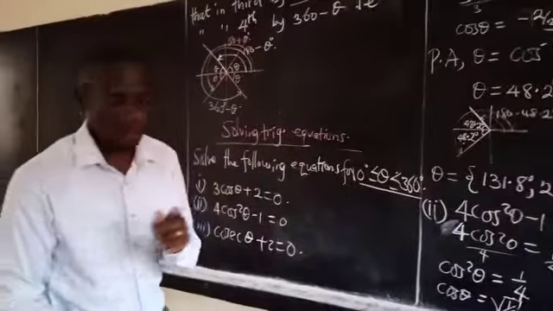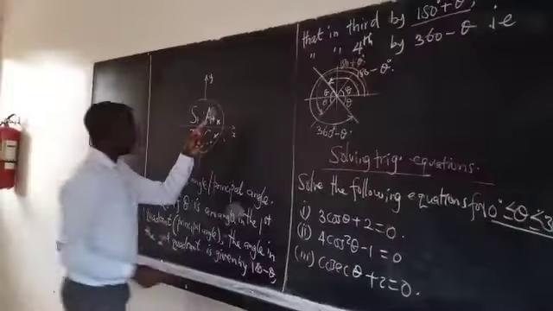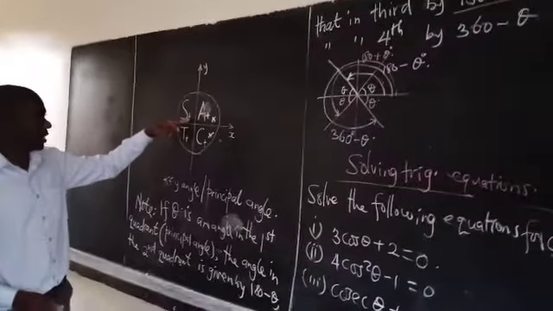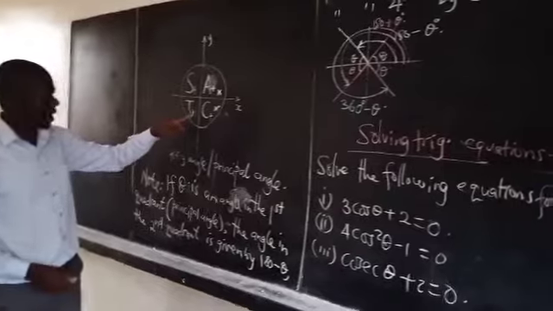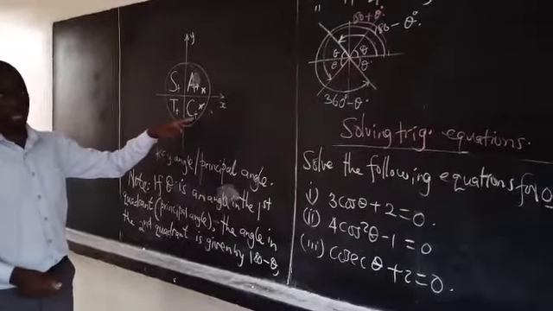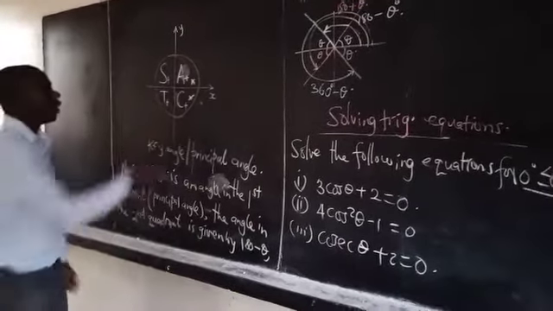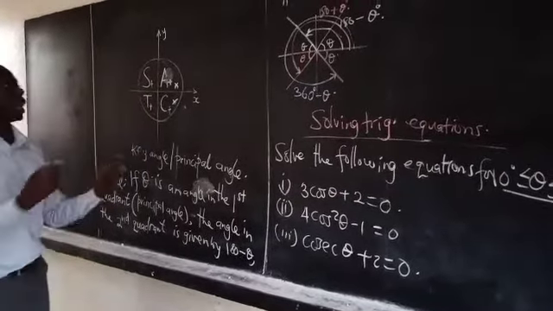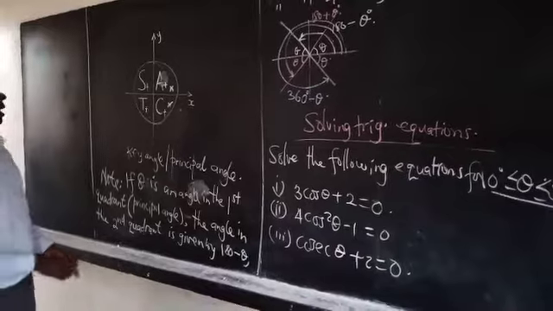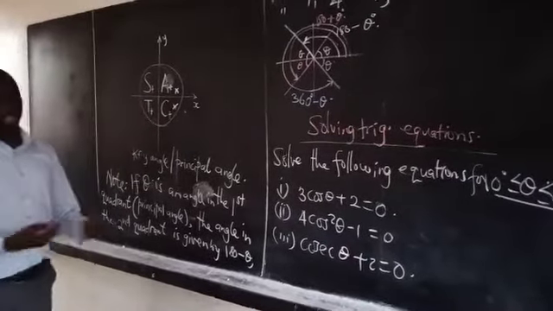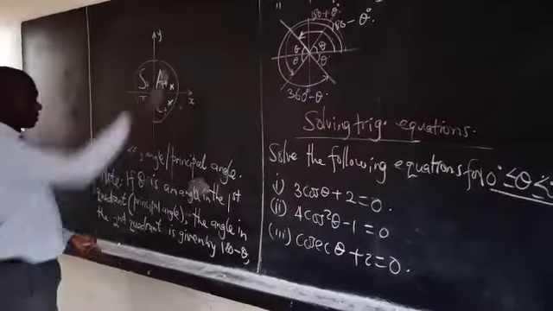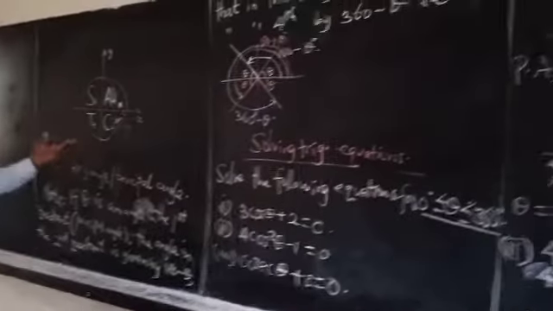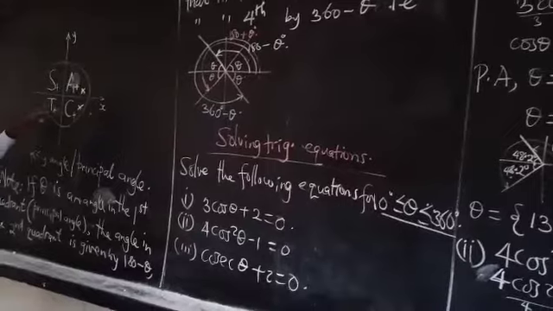All ratios are positive in the first, only sine is positive in the second, in the third, only tan, in the fourth, only cosine. And some people take it as all scientists take chemistry so that they can be able to remember it. Others, when they use the opposite direction, can get other words like acts and some other things. But I encourage you to always follow all scientists take chemistry.